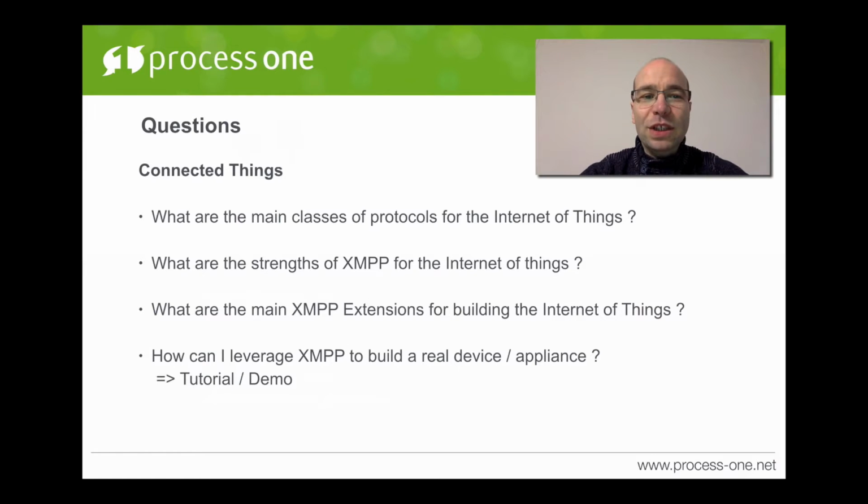The first question is, what are the main classes of protocols for the Internet of Things? There are many protocols, there is a lot of confusion around them, and I would like to give a broad overview of what is available in terms of protocols for the Internet of Things. Then I will zoom into XMPP and briefly describe the strengths of XMPP in the context of the Internet of Things.